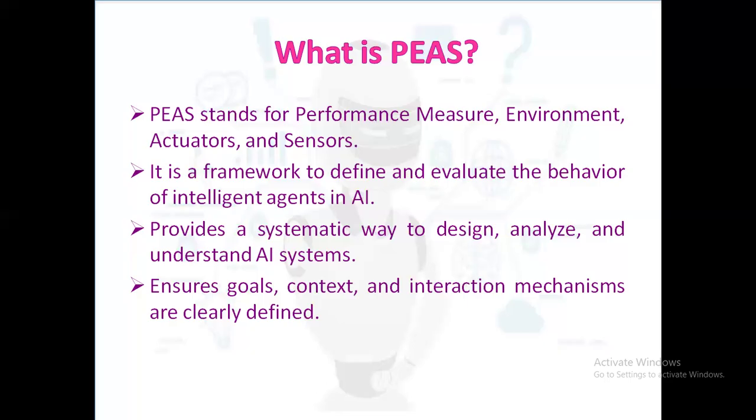Actuators are the physical or virtual mechanisms through which the agent acts on its environment. This could be motors, screens, or other output devices that allow the agent to influence the world around it. Sensors are the devices that allow the agent to perceive its environment, gathering information needed for decision making. Together, these elements ensure that the agent's goals, context, and interaction mechanisms are clearly defined, making it easier to design, analyze, and understand AI systems. This framework is crucial for developing intelligent agents that can perform tasks autonomously and efficiently.